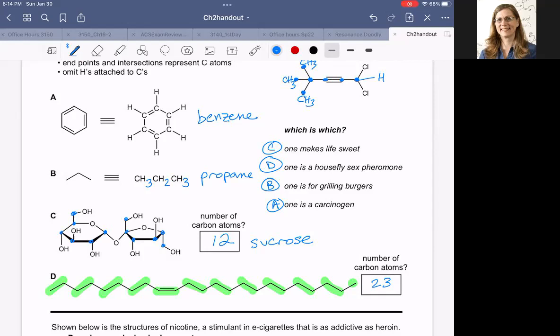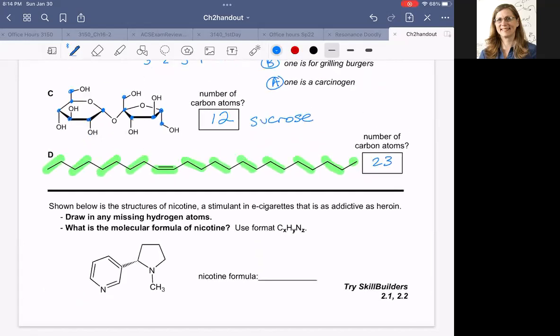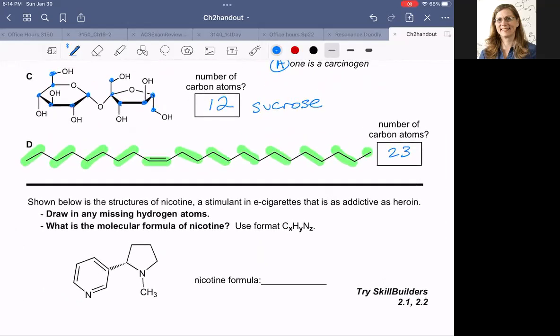So just some practice with line drawings. Make sure you can interact with those. You can provide a line drawing or interpret a line drawing. We're going to be using them extensively throughout the whole year of organic chemistry. Okay, let's look at one more example to try.